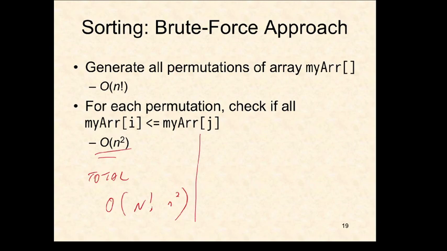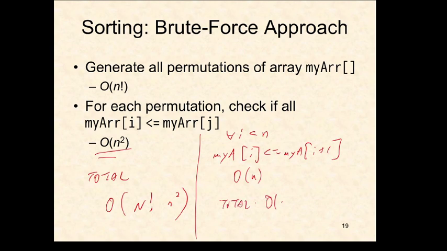something like, for all i less than n, my array sub i is less than or equal to my array sub i plus 1. Well, now I've reduced the verification step to O of n, which means that our total is now down to O of n times n factorial instead of n squared times n factorial, which is still not quite a win. We're still in the n factorial range. We've got to get rid of all those permutations, but we have found a faster way to verify.